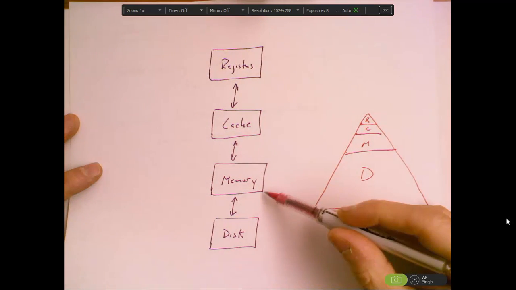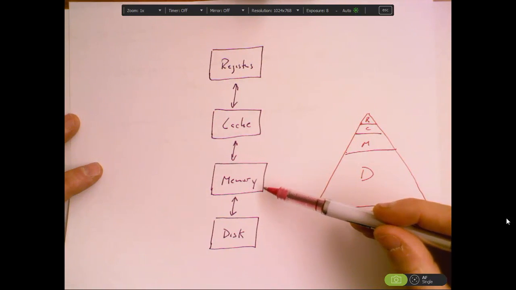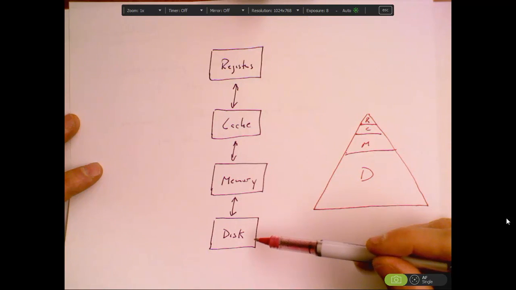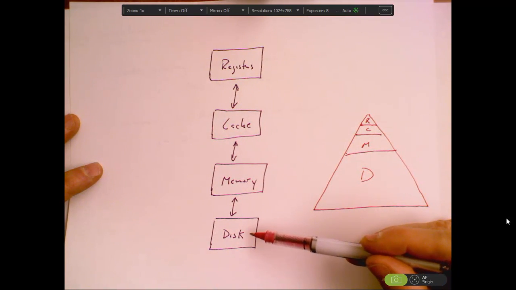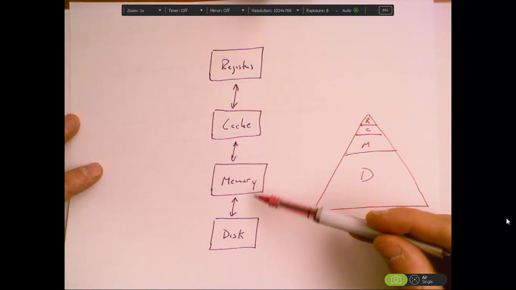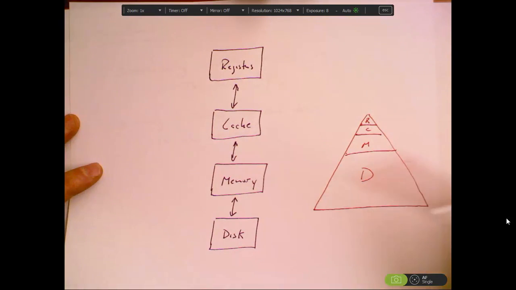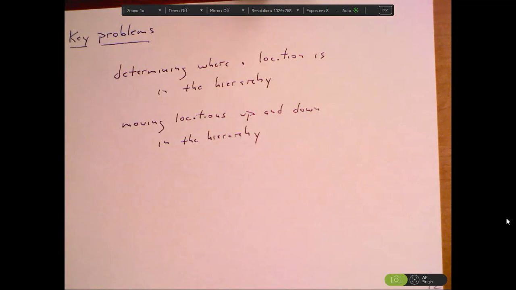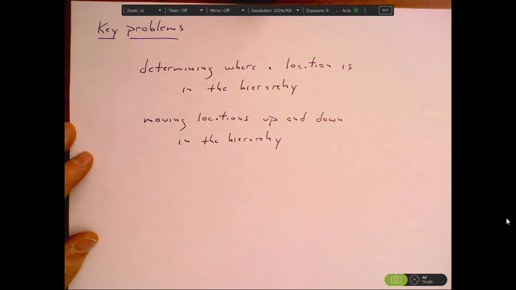And in fact, the same thing happens between memory and disk. We have a limited amount of actual memory, and maybe the programs are much, much bigger than that. So we're making decisions about what parts of the programs to keep on disk and what parts of the programs to keep in memory, and that's dynamic, right? As the program runs, we move stuff back and forth as required. So those are the two key problems that we have to think about as we study this more carefully.